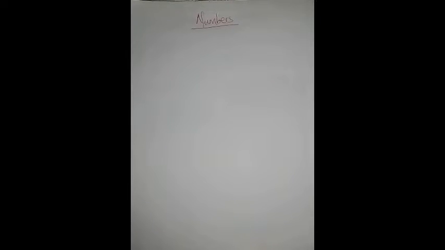So firstly, we have what we call real numbers. Real numbers are all the numbers, or any number is a real number. So we can just say a real number is any number which can be represented by any point on a number line. So the real numbers are divided into two groups, which are rational numbers and irrational numbers.